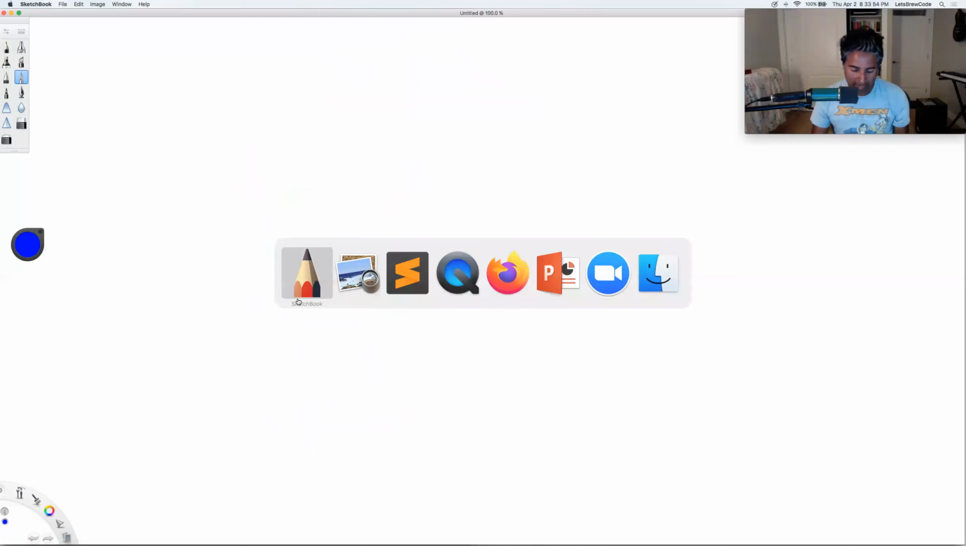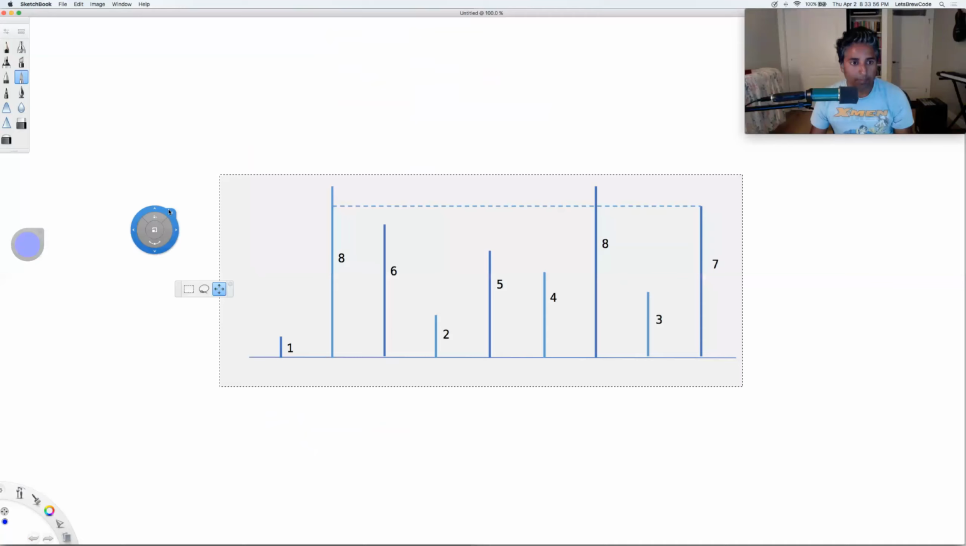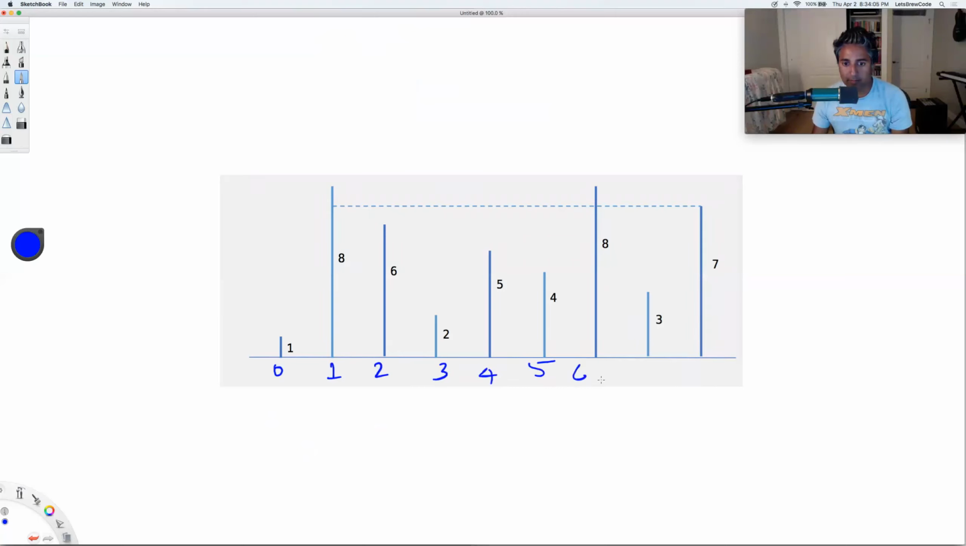I'm just again going to paste this figure. So how does the two-pointer approach work in this case? Let me put the index 5, 6, 7, 8. This is again a LeetCode problem, and I'm going to give you a link after that. You set your left boundary here and your right boundary here.